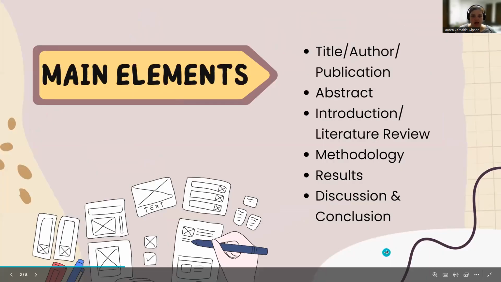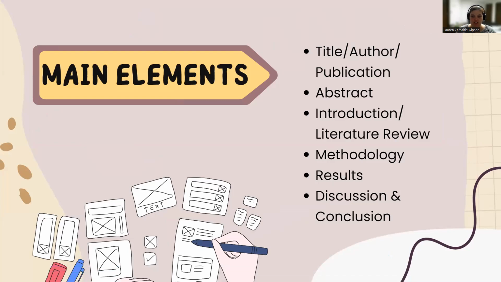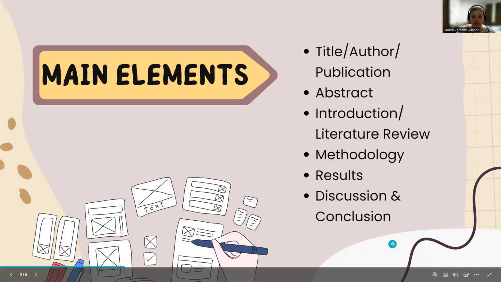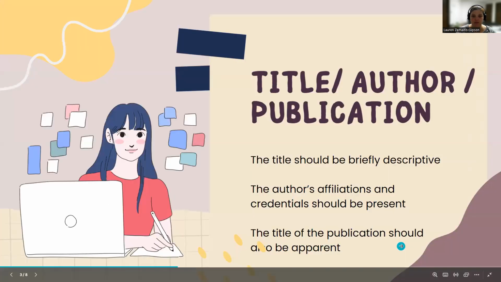So every academic article has 6 main elements. You're going to start with the title, author, and publication. You'll have an abstract. You'll have an introduction and literature review. You'll go into the methodology, and then you'll have the results, and the discussion and conclusion will be the final section of an academic research article.